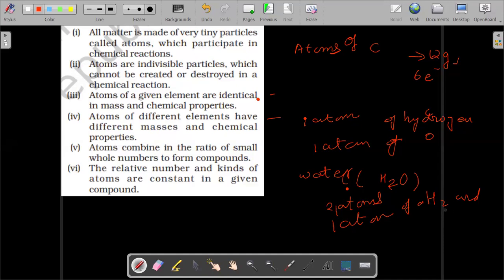So two atoms of hydrogen and one atom of oxygen will always be present in it. Got it? Okay, now see the last one. The relative number and kinds of atoms are constant in a given compound. So for a given compound, the relative number of atoms is constant.